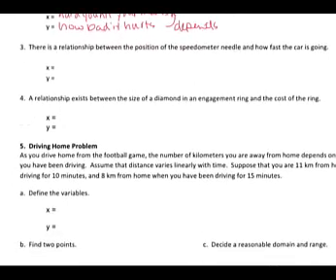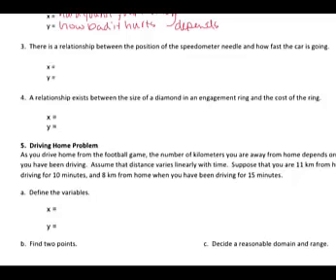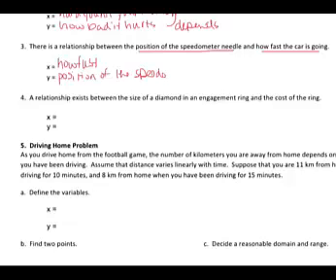Okay, so let's move on to this next one. It says there's a relationship between the position of the speedometer needle and how fast the car is going. Okay, so how fast the car is going to be your x value, and the position of the speedometer needle would be the y. Okay, and now just say it to yourself and make sure it makes sense. The position of the speedometer needle depends on how fast the car is going. And I believe that makes sense.